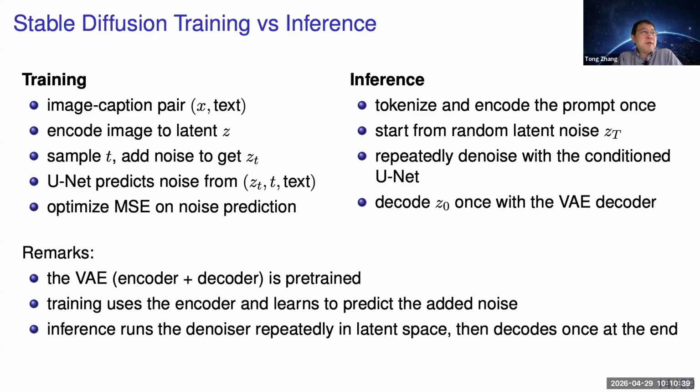Remarks. The VAE is pre-trained. In training, you use the encoder, predict the added noise. In inference, you denoise repeatedly and decode once at a time. So that's basically all. This is a pretty simple framework, but it's a practical system.